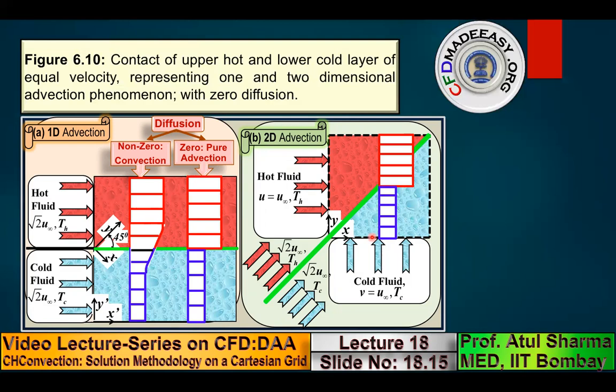And in case of pure advection, when the flow is from the fire side, you feel a temperature close to 100 degrees centigrade. So in this case, that was a 1D advection. Here I am talking about a 2D advection. So in a 2D advection, it is like this.